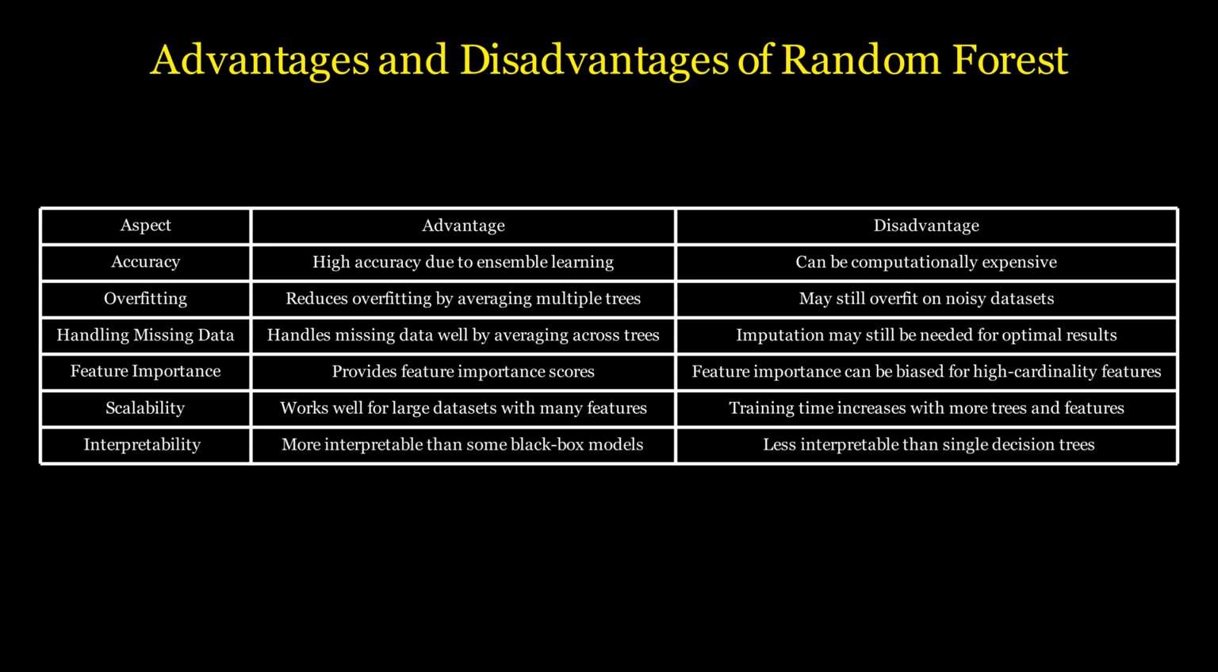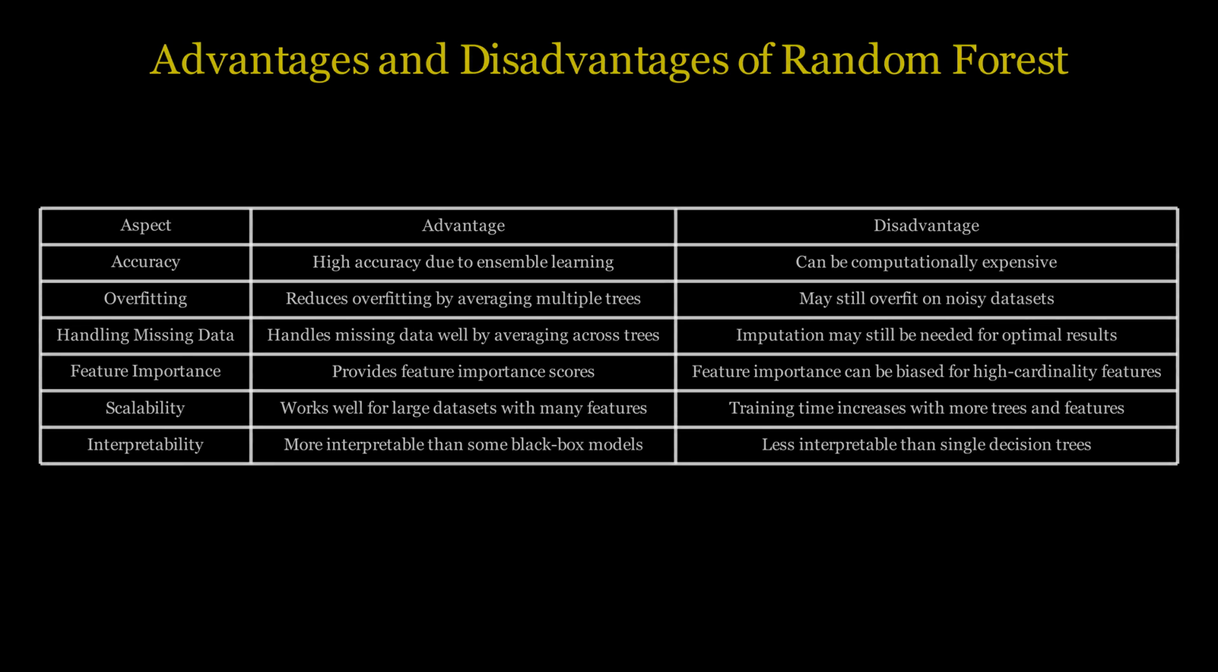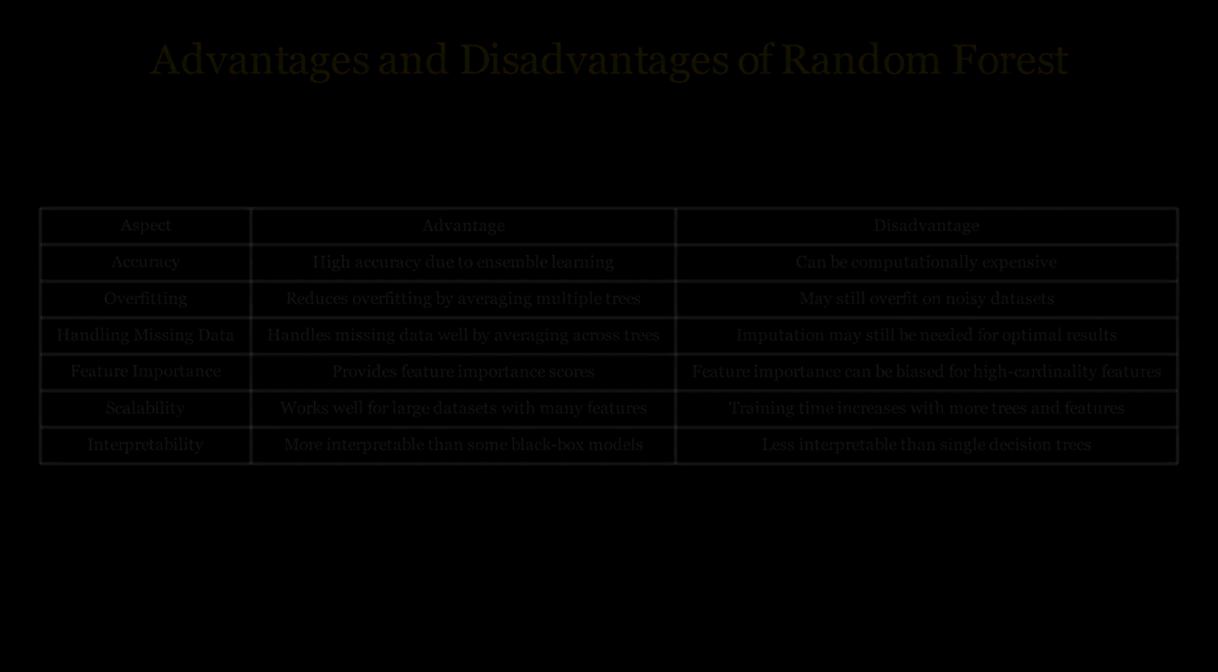Random forest is more interpretable than some black box models like neural networks. However, it is less interpretable than a single decision tree due to its ensemble nature. This concludes the discussion on the advantages and disadvantages of random forest.